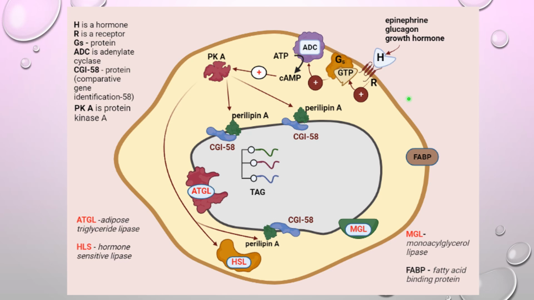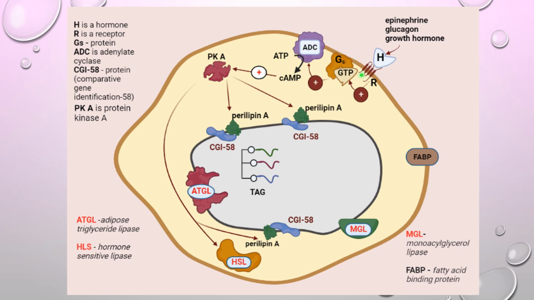First of all, lipolysis is activated by contrainsular hormones. For example, these are only examples: epinephrine, if you are in a stressful state, for example, or if you are physically active; glucagon, if you are hungry, or again, if you are physically active; or growth hormone. These hormones cannot penetrate through the membrane, and that is why receptors for these hormones are located on the surface of the adipocyte.